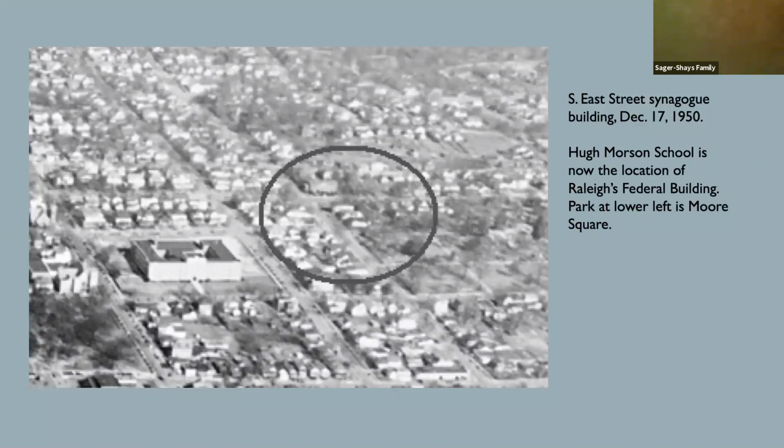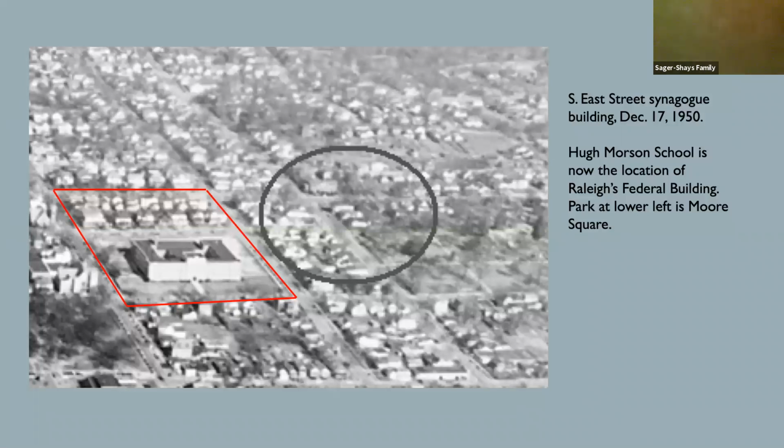I do want to mention that if you walk around this area, the major feature of the neighborhood was not built yet. That's the federal building. They had torn down Hugh Morson High School and then junior high school, and the block it was on and the block of houses on Newbern were all torn down for the federal building.